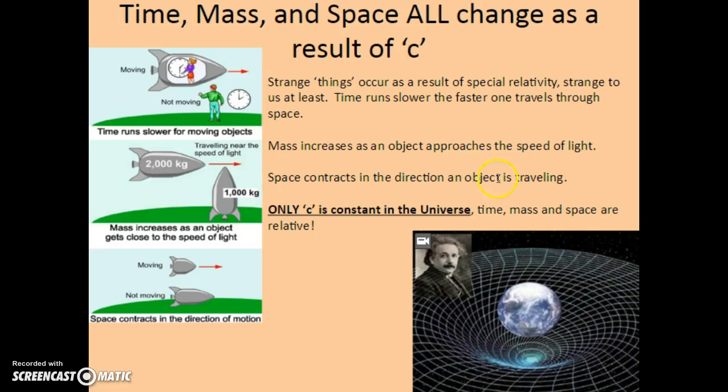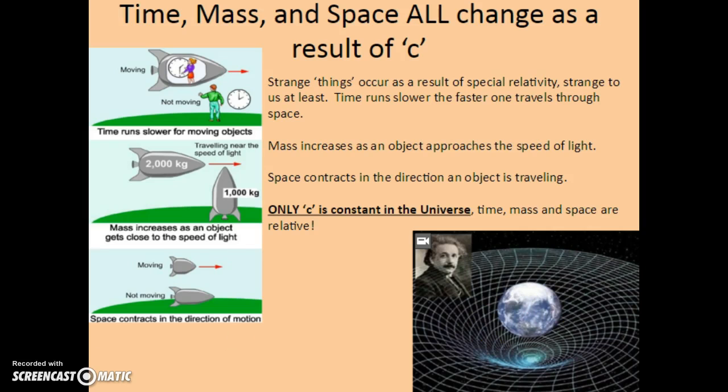And space contracts in the direction an object is traveling. If it's not moving, it's this size, and if it is moving, it contracts in the direction it's traveling. The result is that only the speed of light is constant in the universe. Time, mass, and space are relative. And you can go ahead and watch this video here, once again on relativity, a little bit more.